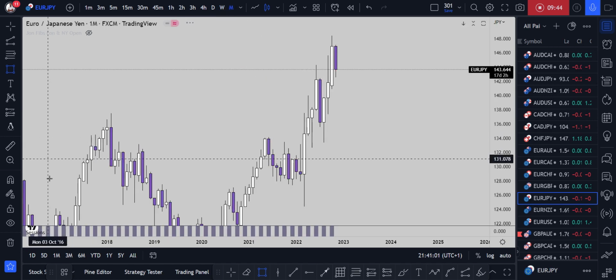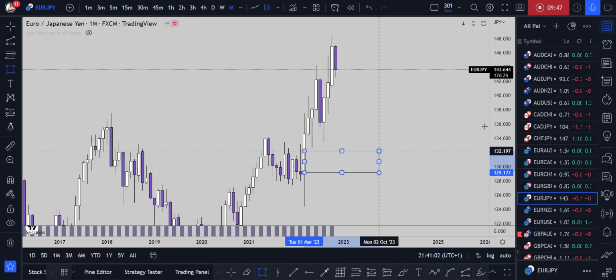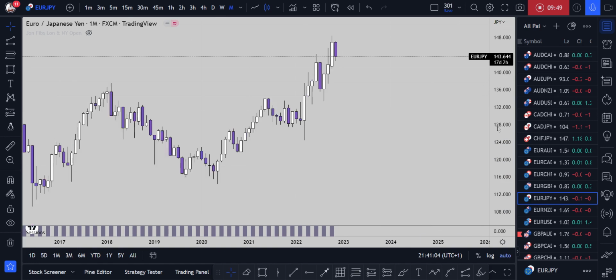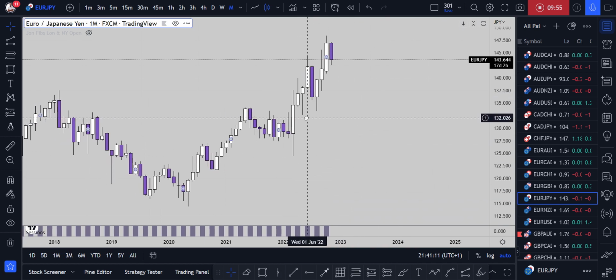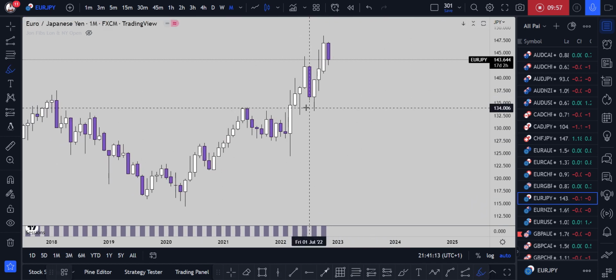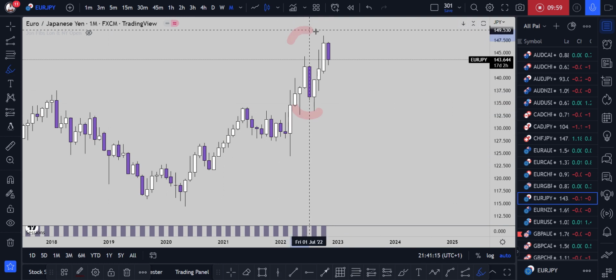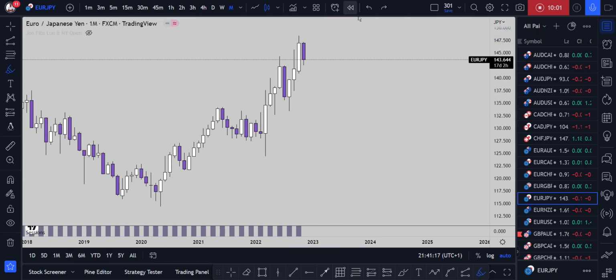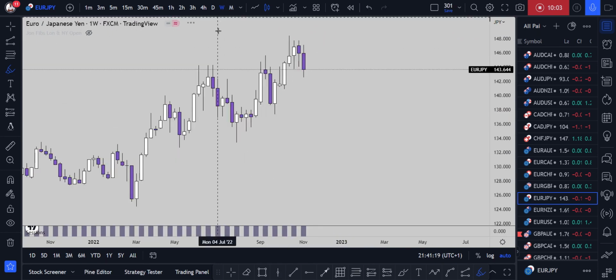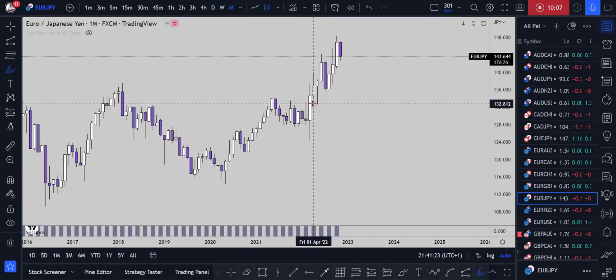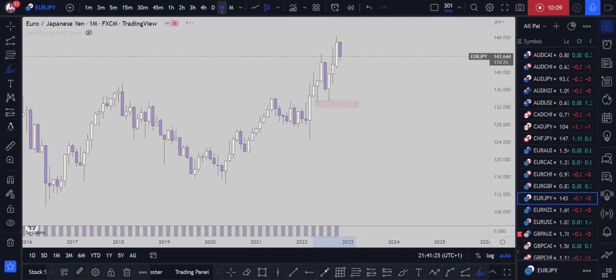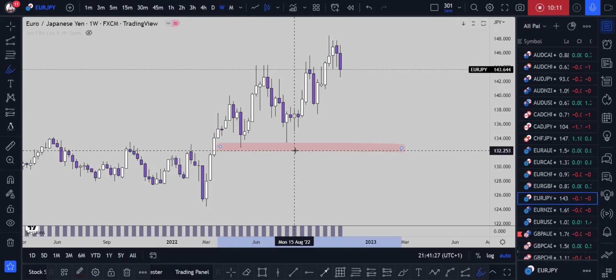EURJPY. So looking at EURJPY, you can see how we have this weekly range here. We have this weekly low and then this weekly high. All right, so having had that, so that we are clear, let's put this mark in here. Okay, so this becomes the range.